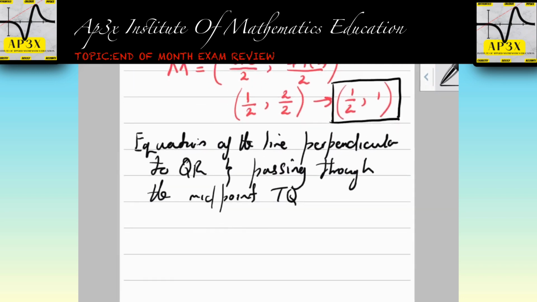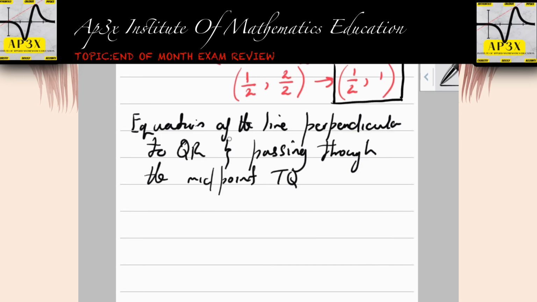And then finally, to bring us to the end of this video, we're going to be looking at finding the equation of the line perpendicular to QR and passing through the midpoint TQ. I tried to make the question a little tricky here, just in case I have a student that is trying to perfect my exam. I want to throw them off a little bit with this one. This is not very usual, but let's see what happens.